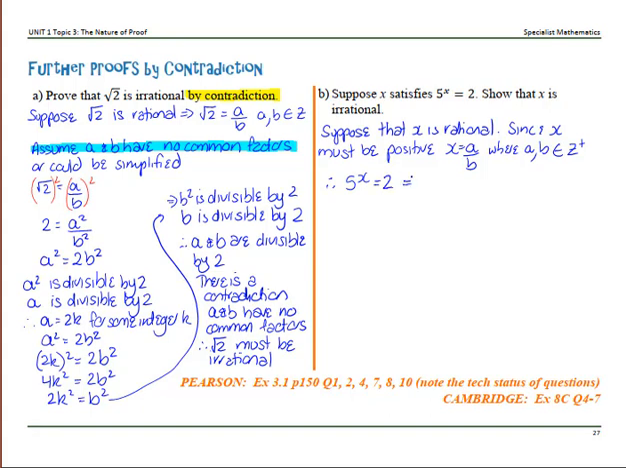So therefore, we've got 5 to the x equals 2. And we can write that as 5 to the a over b has to equal 2. So to get rid of the fractional power, we're going to put both sides to the power of b. So that means those b's cancel, and we're left with 5 to the a equals 2 to the b.